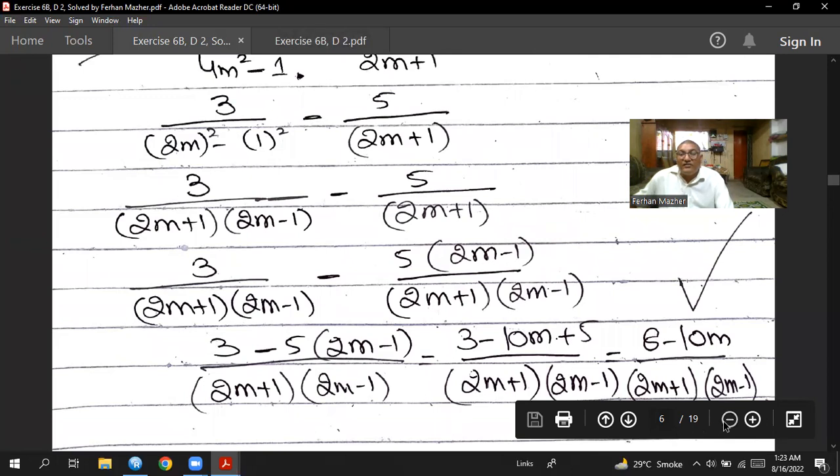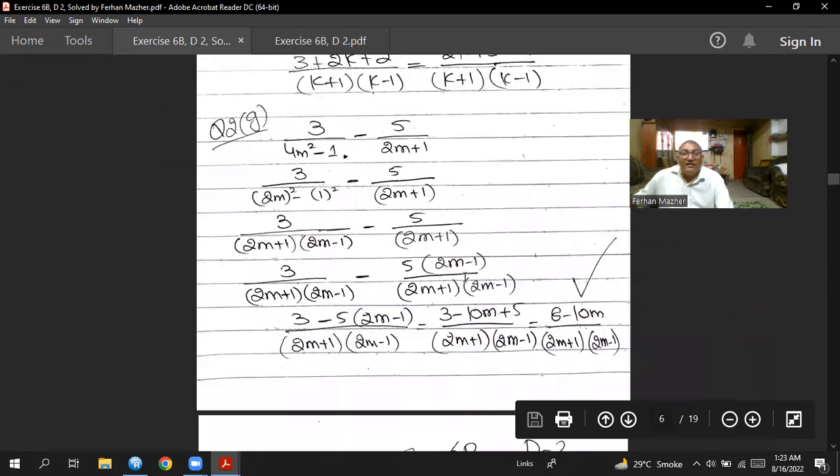Let me reduce the size so you can see the whole question together. So my dear students, question number 2 and its G part is showing up on your screen. You can pause the video, you can take your time with this question.